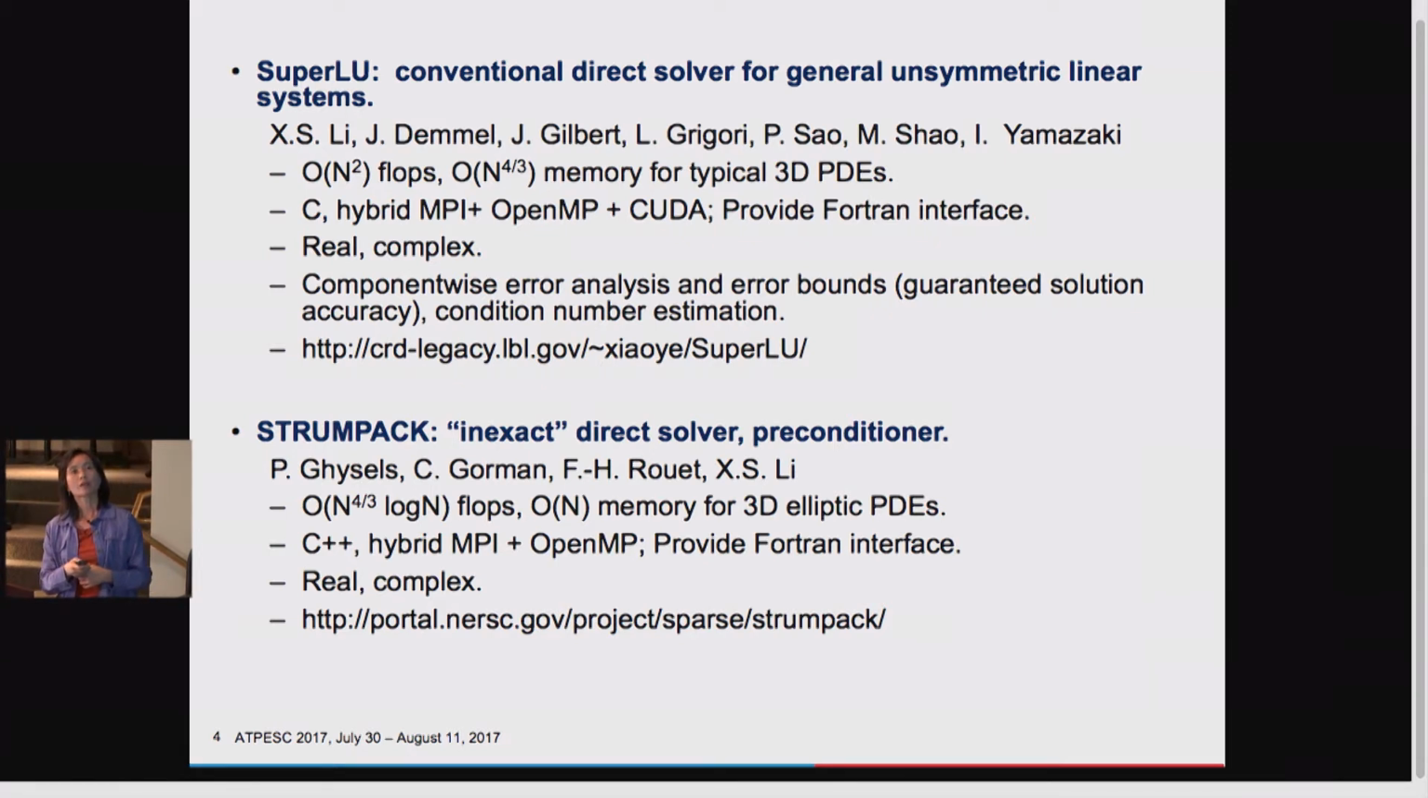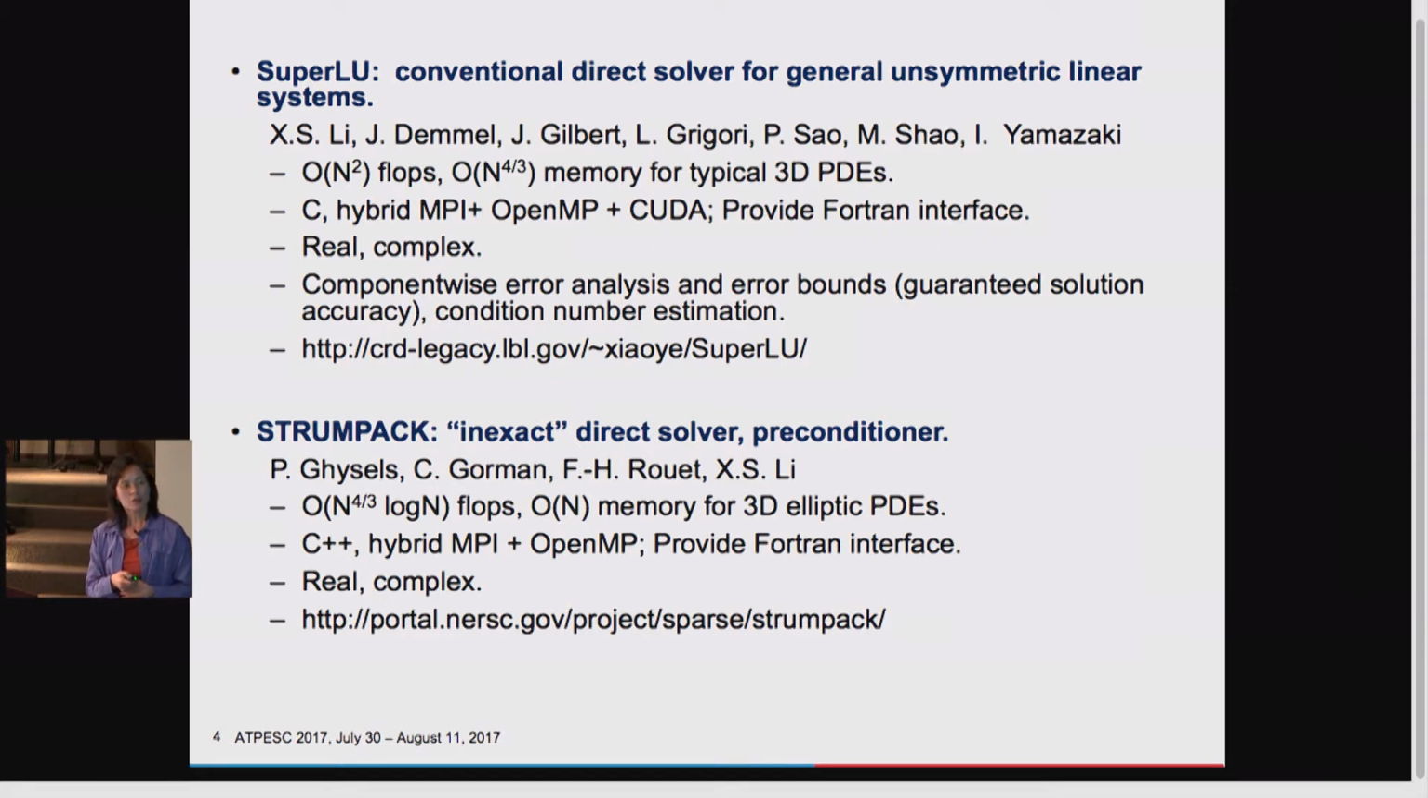One of the nice things about a direct method is that once you have a very good LU factorization, then after the solution, you can use this LU factor to estimate the component-wise error bound for your solution. So you get how good your solution is. And then we can guarantee the solution with iterative refinement. Also, you can use the LU factor to estimate the condition number of your linear system.